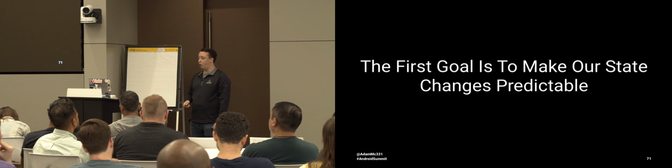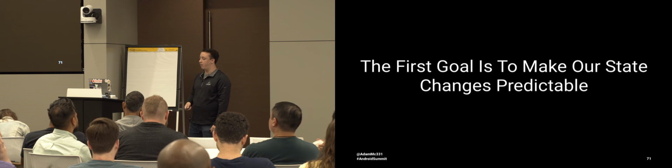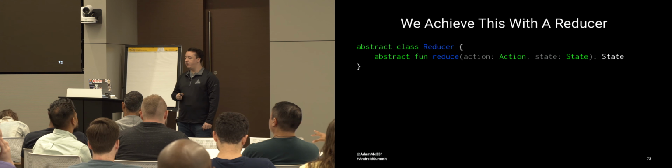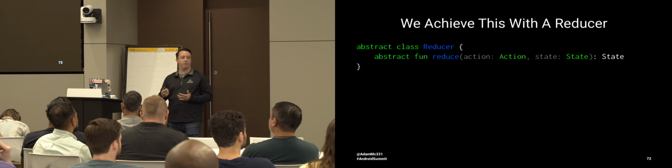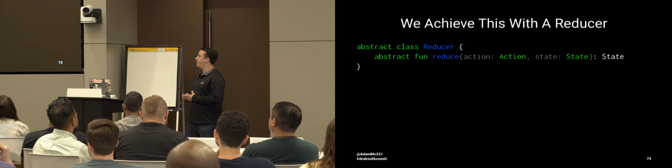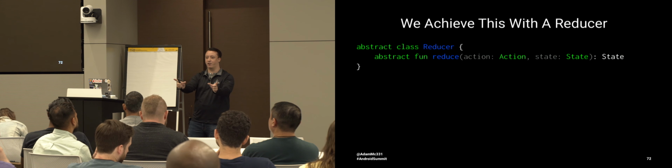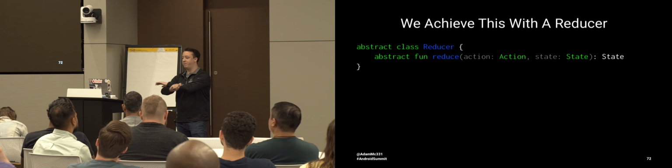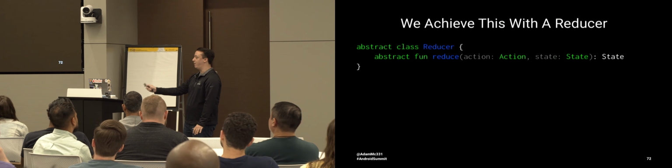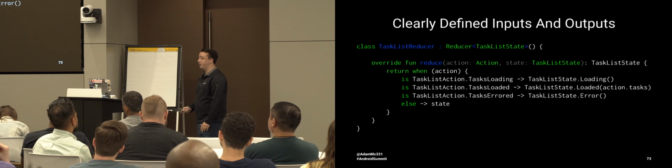So the first goal with this is we want to make our state changes predictable in a way that we don't have in the last pattern. And you may have heard this word before. This comes from a web tool called Redux, but we can achieve this with something called a reducer. It just has a single method, reduce, that takes in an action and takes in a state, which is actually your current state. Given that action and your current state, a new state comes out. Single flow, this is the only thing that can modify the state. So now we have very clearly defined inputs and outputs.